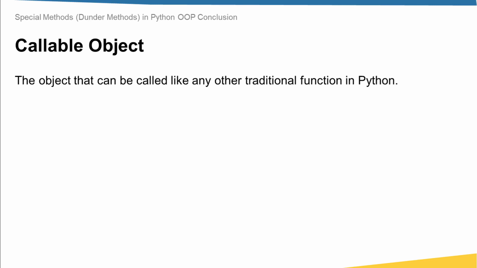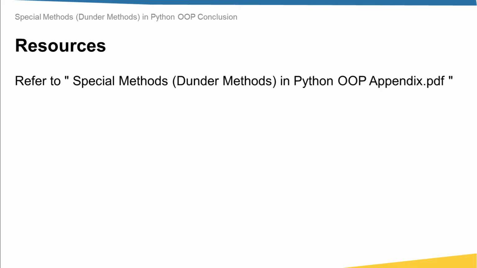And the last idea that has been discussed in this section is the callable object. As we have seen, we call an object a callable object when I can call it like any other traditional function in Python. And usually, we make an object callable just by overriding the method dunder call. That's all for this lecture and for this section. Thank you very much for your time.